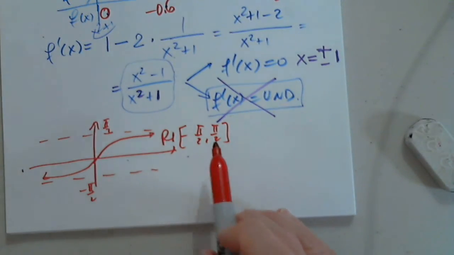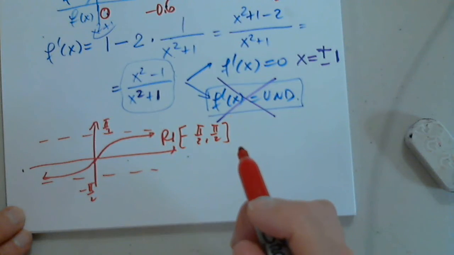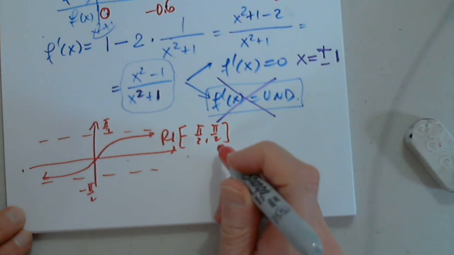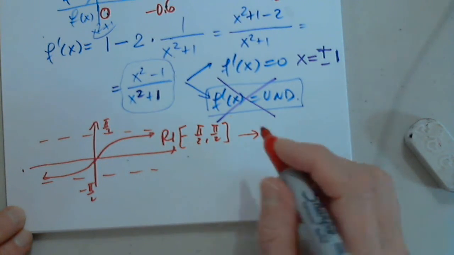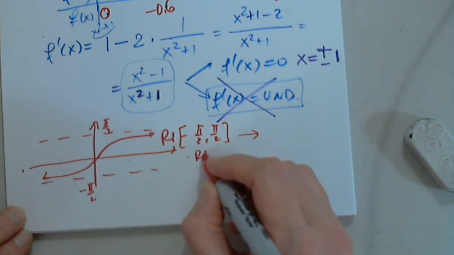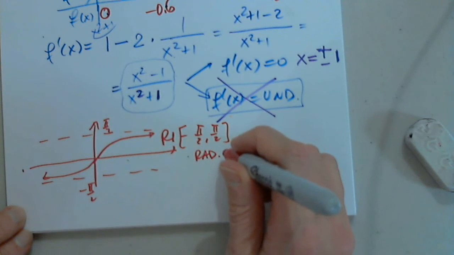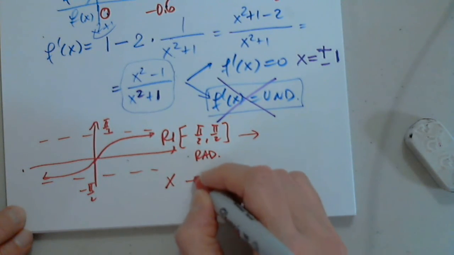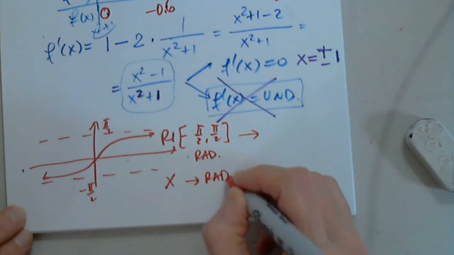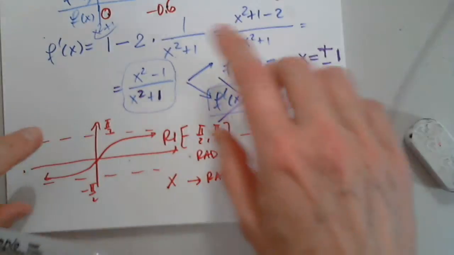So I'm getting for arctangent the answer is in radians. Otherwise, it would be in degrees. And x has to be in radians. That's the reason why. Okay, so back here.